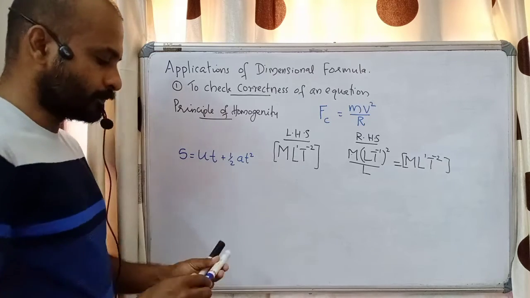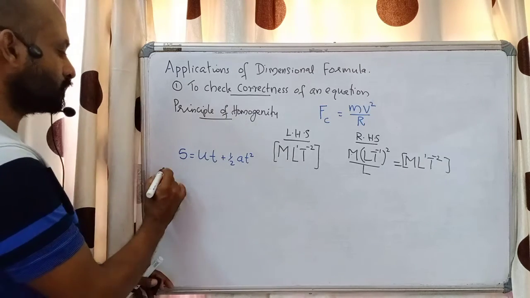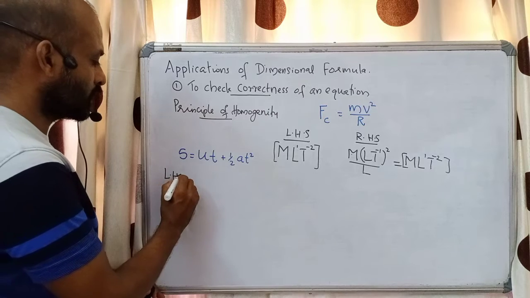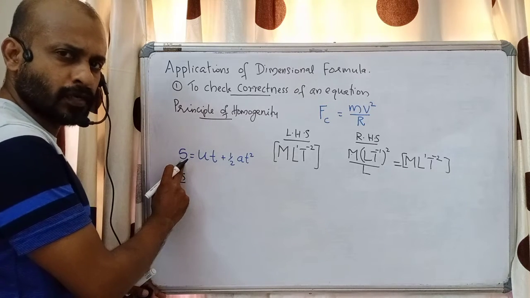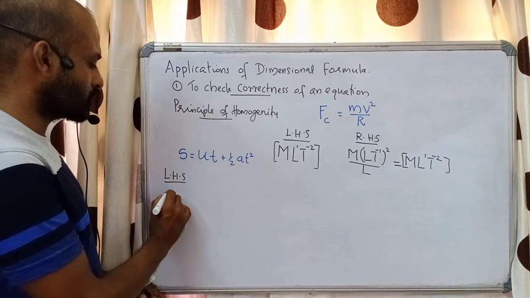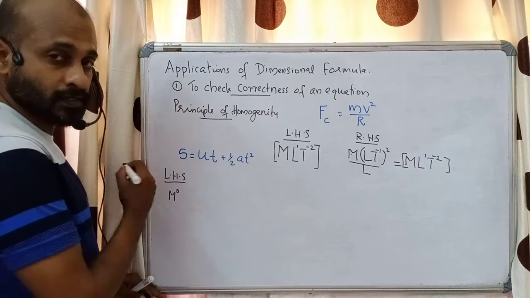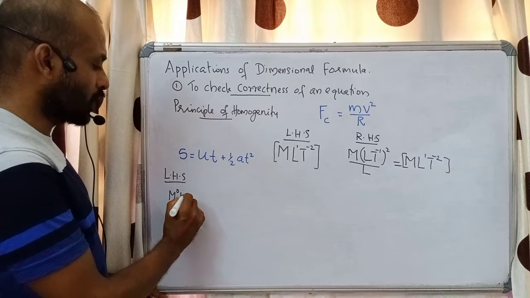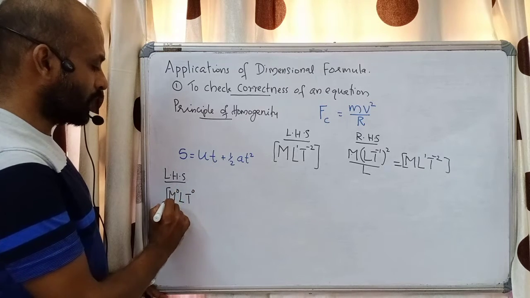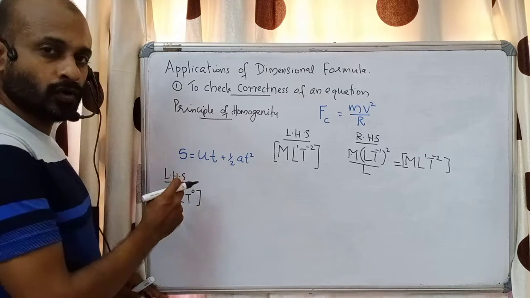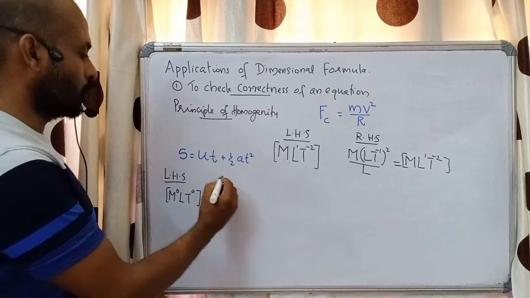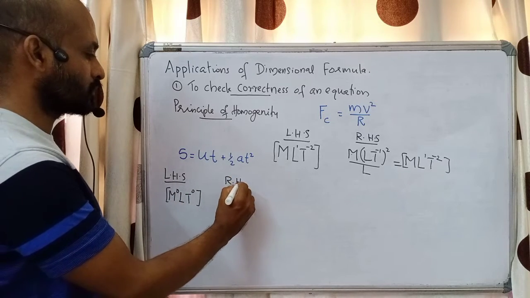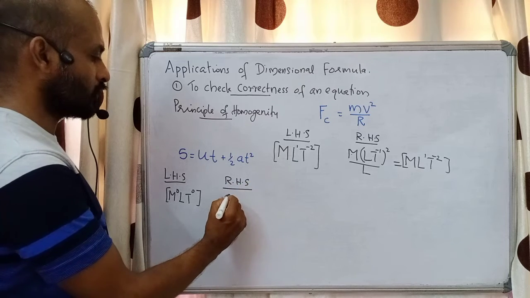Okay, we can check. So we'll write LHS. The term that we have is displacement. What is the dimension of displacement? Displacement has only length as its dimension formula. So it is M raised to 0, L, t raised to 0. This is the dimension formula of the first and only term on the LHS. Now on the RHS, we have two terms. RHS, we will select the first term.